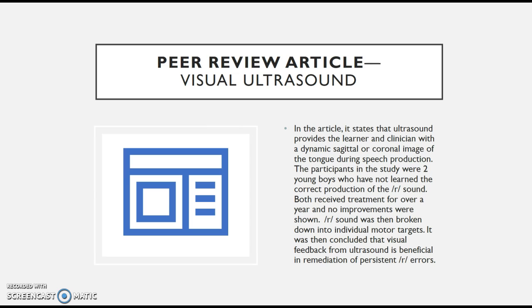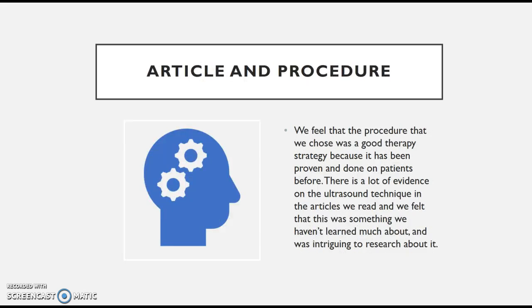We also had to pick a peer review article. In our article, it states that ultrasound provides the learner and clinician with a dynamic sagittal or coronal image of the tongue during speech production. The participants in the study were 2 young boys who have not learned the correct production of the R sound. Both received treatment for over a year, and no improvements were shown. R sound was then broken down into individual motor targets. It was then concluded that visual feedback from ultrasound is beneficial in remediation of persistent R errors.